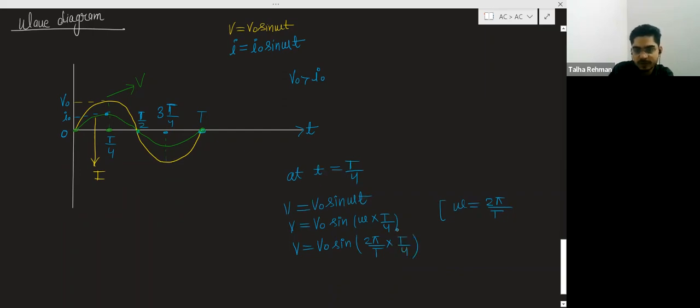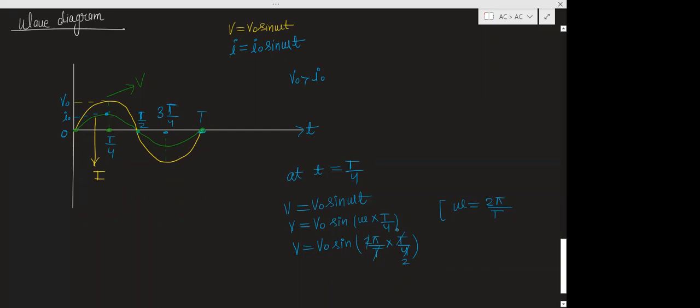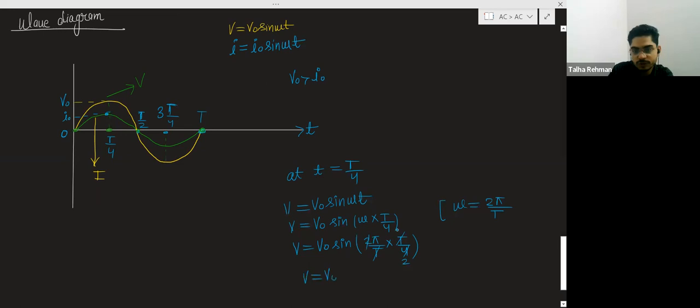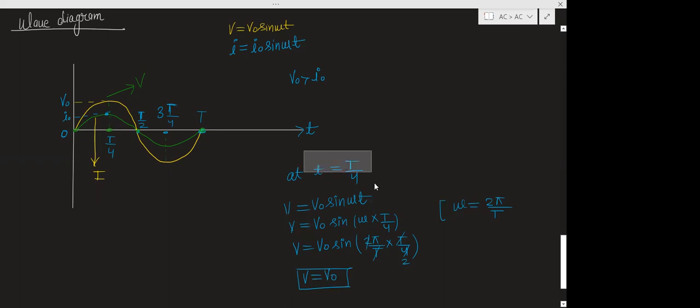So basically here this T and T will cancel out. 2 fours are 4... So what do we get? Pi by 2. And sine pi by 2 is 1. So basically you will get V is equal to V naught. So what is V naught? Maximum value of the voltage, and you are getting it at t equal to T by 4.